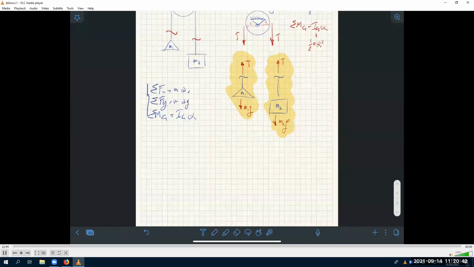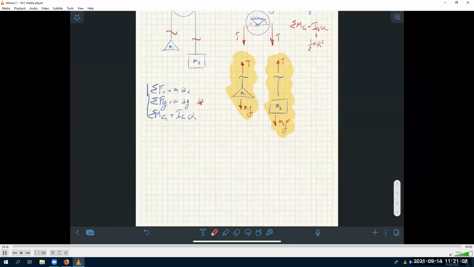Now, this one is useless because none of these is rotating. So, of course, there are no moments. See, all the forces are passing through the center of gravity. So there is no moment. So 0 equals 0, useless. There are no horizontal forces. So again, no forces, no acceleration, 0 equals 0, useless. The only equation that is useful is this one.